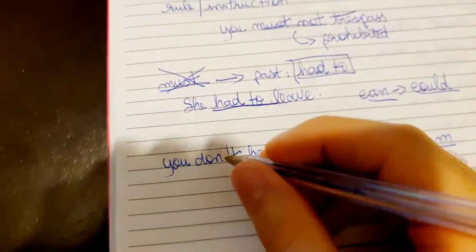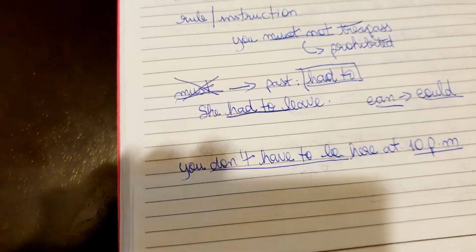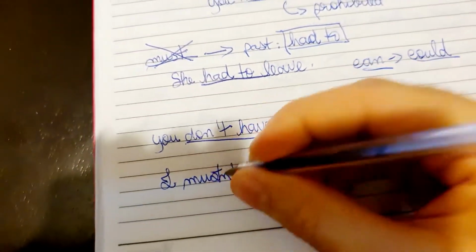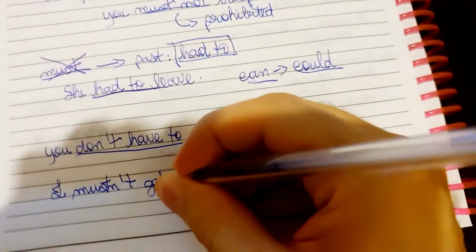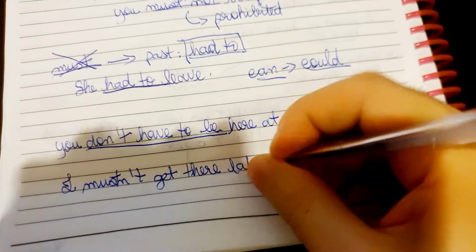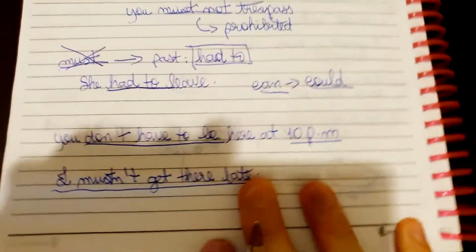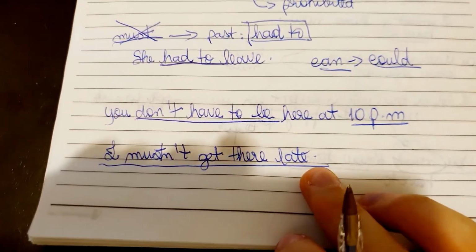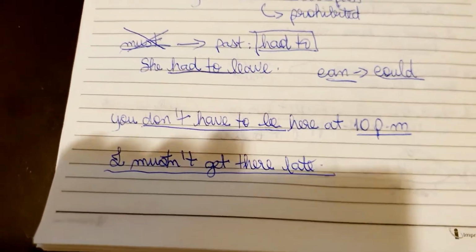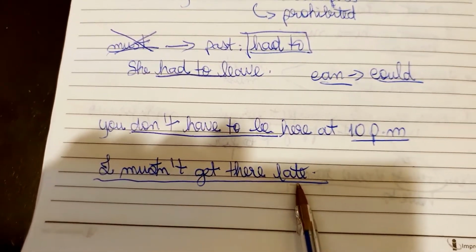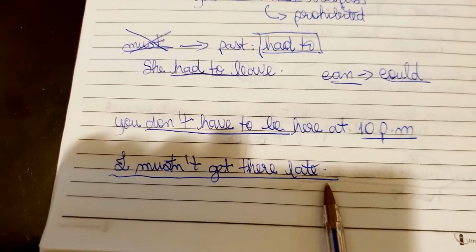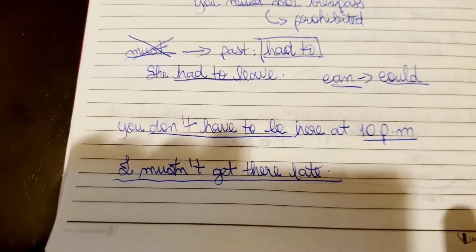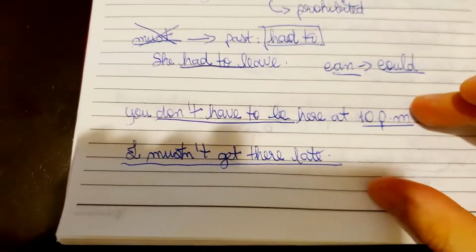But when you use mustn't, it has a different meaning. I mustn't get there late. It means something completely different, right? It means that it's necessary that I don't get there late because it's an appointment, a job interview. If I get there late, it will compromise the whole thing. So I mustn't get there late. So you see the difference?